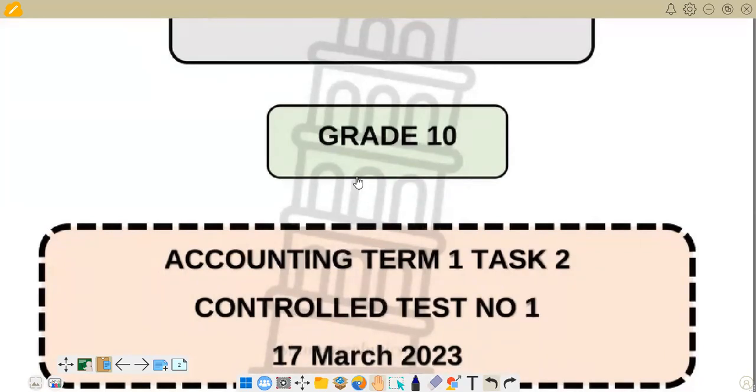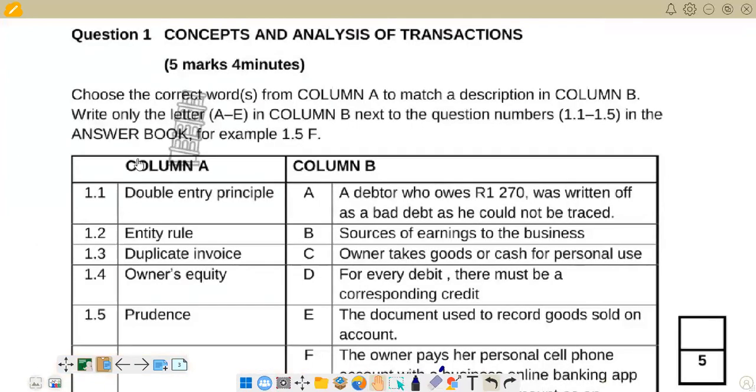So this is what we have, and we want to look at the first question on that question paper, which is question number 1. The first part of this question paper is reading. It has 5 marks, and it requires us to spend 4 minutes on that question. The question reads: choose the correct words from column A to match the descriptions in column B. Write only the letter A to E in column B next to the question numbers, that's 1.1 to 1.5, in the answer book.